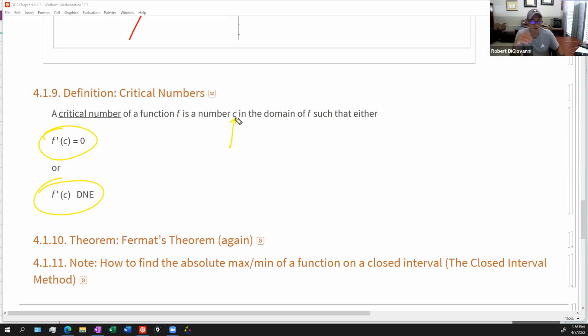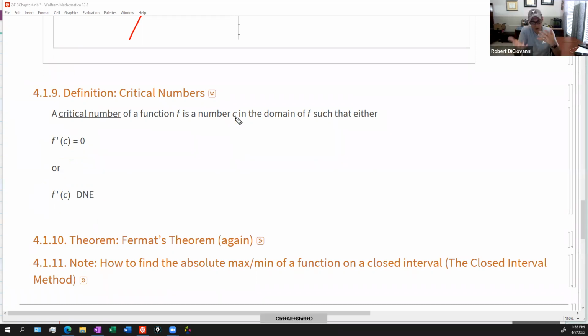Anywhere, so if you wanted to really real fast explain what a critical number is, you could just say a critical number is anywhere that the function's derivative is 0 or the derivative doesn't exist. You just have to remember that the number you're talking about better be in the domain of the original function. It has to be. If it's not, then it's not a critical number.